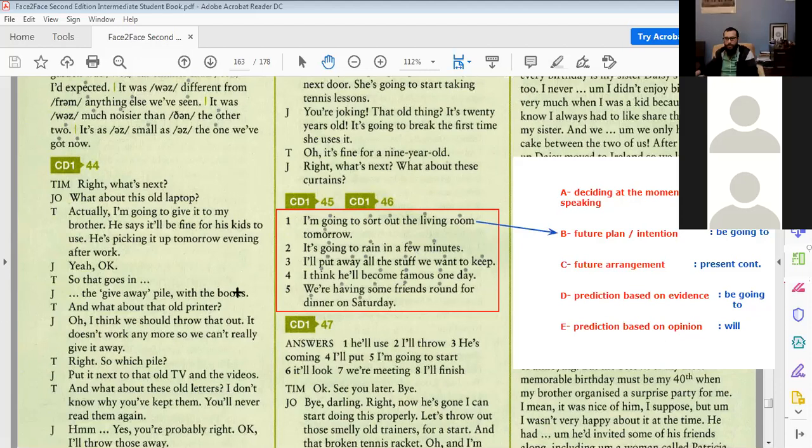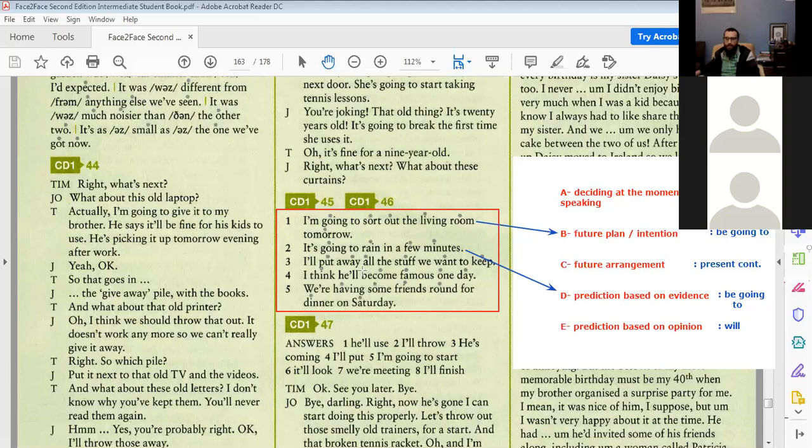Prediction based on evidence. On evidence. Yes, that's right. It means the person who said this maybe was looking at the clouds, or maybe it just started to dribble, a few drops. He felt a few drops on his forehead. Do you get the idea? So he has the evidence. He's not saying this as an opinion. He actually felt it, maybe.